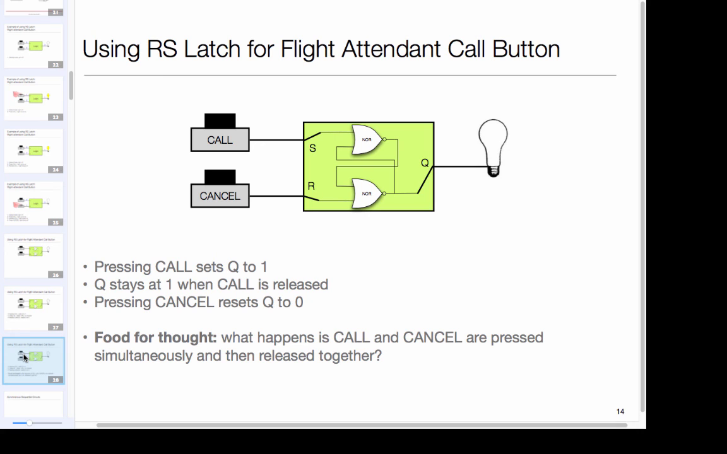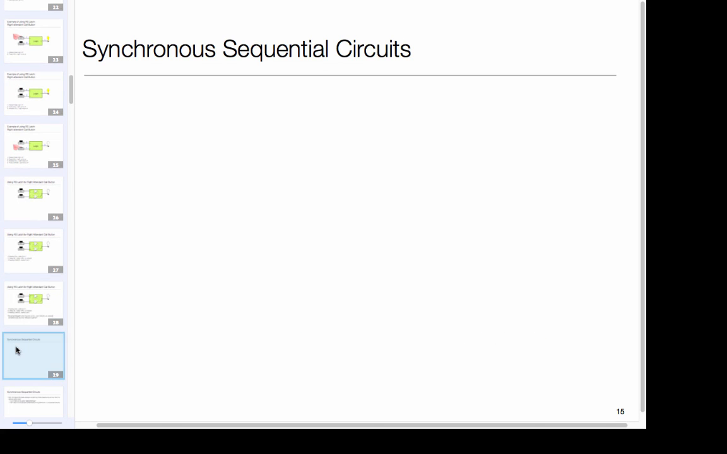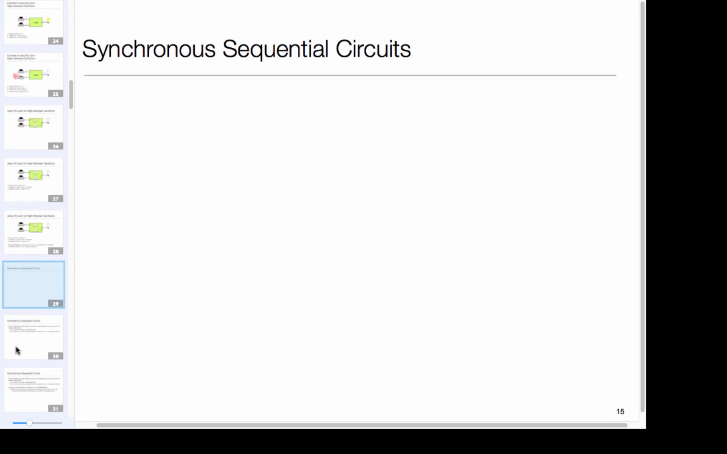So call and cancel being pressed simultaneously, what are our two inputs? 1, 1. So what will be the output? 0. And I release them, 0, right? So it will remain 0. Now that's the simple RS latch.